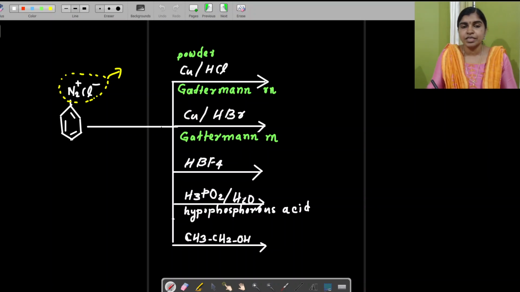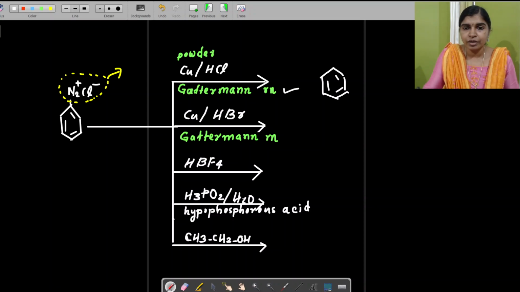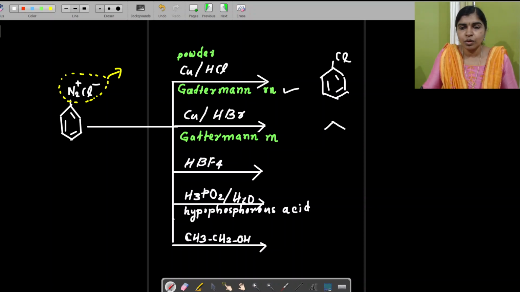Then some more reactions are there. Now again we are going to replacement reactions. When it reacts with copper powder and HCl, there is a special name for this reaction. This is called Gattermann reaction. Can you predict the product? Earlier, when we used cuprous chloride, chlorine was substituted. Here, when copper powder and HCl react, again we get chlorobenzene. Then if it reacts with copper powder and HBr, hydrogen bromide, you will get bromobenzene.